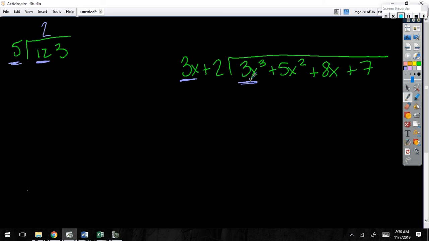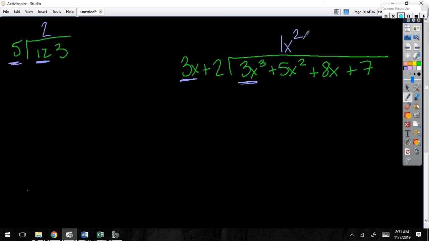Now, I'm going to keep my columns lined up. Everything in a vertical column above the 3x cubed is going to be powers of 3. Anything vertically above and below the 5x squared is going to be powers of 2, and so on. So I'm going to put the 1x squared here. Does that make sense, everybody?